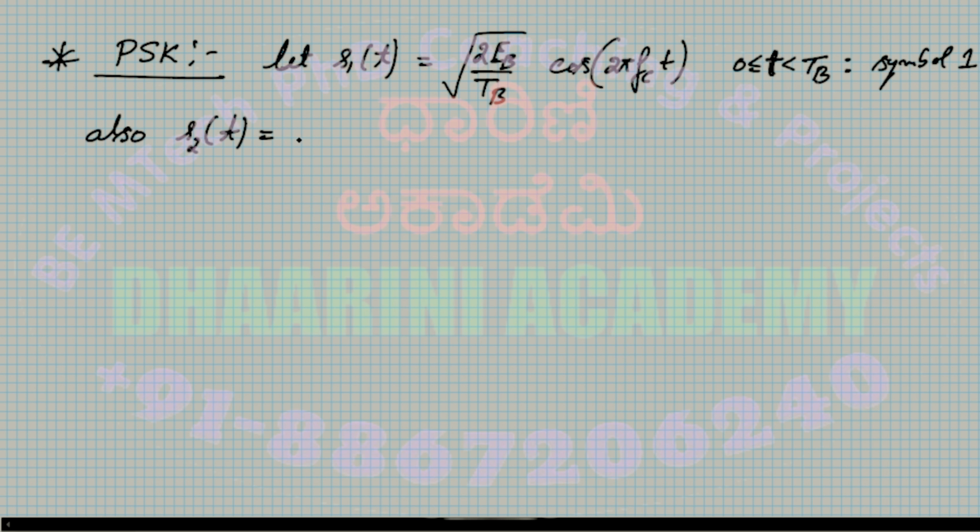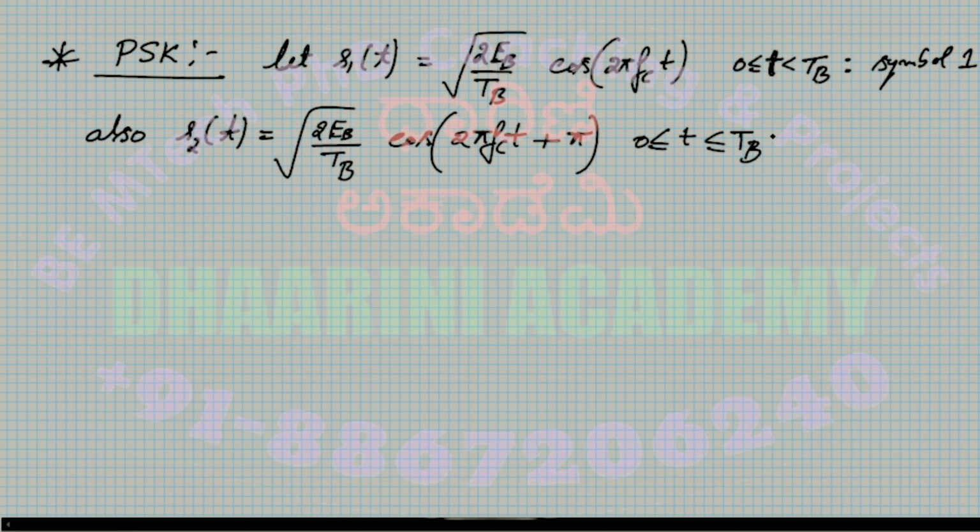So I will be writing the same thing. This is root of 2EB divided by TB into cosine, same function, 2 pi FCT, no change in the frequency, but there is a change of phase, that is pi. So this is for 0 less than or equal to t less than or equal to TB. This is going to be used whenever I'm going to send the symbol 0.